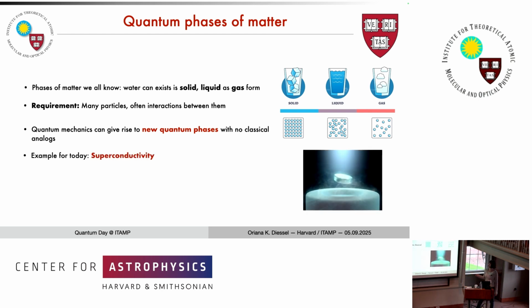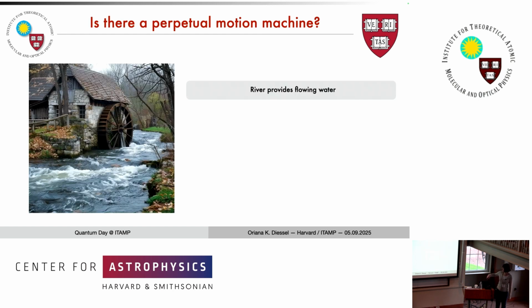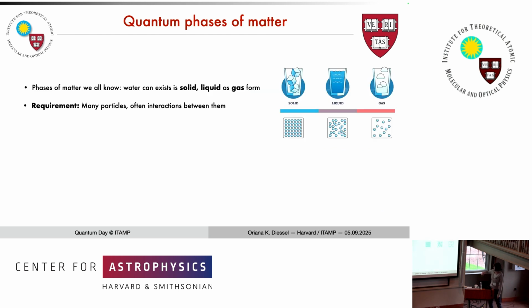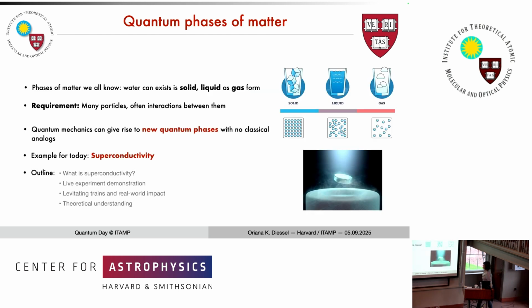An example here is superconductivity. You can see a little superconductor here levitating. So what are we going to do in this lecture? First of all, I'm spoiling my talk here: we will learn about what superconductivity is. We will also have live experiments, as was said already. Then we will learn about some real-world impact of superconductors on the example of these levitating trains. And finally, we will also quickly touch upon some theoretical understanding. How can we understand these superconductors?